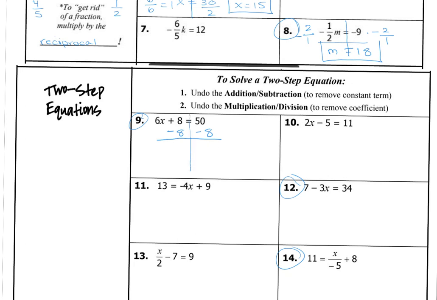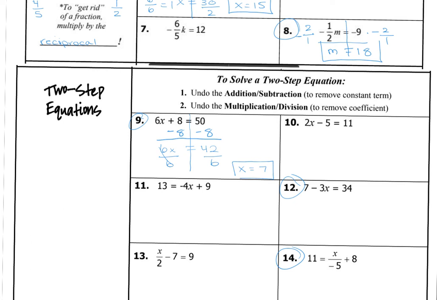All right, so I'm left with 6x over this side because the positive 8 and negative 8 cancel out, and I get 50 minus 8, and that's going to be equal to 42. Divide both sides by 6. My 6's cancel. I get x is equal to 7 because 42 divided by 6 is 7.